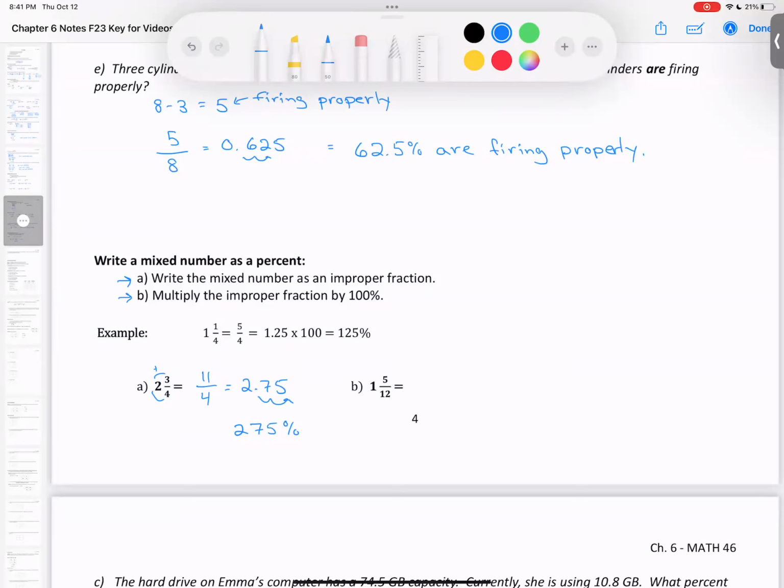Okay, let's try this next one together. So step 1, we're going to convert this to an improper fraction, which would give us 17 over 12. Now let's get our decimal answer by typing that into our calculator. So 17 divided by 12 gives me 1.4. I'm going to round this to 1.42. Okay, we can move our decimal over 2 to convert to a percent. And that's going to give me 142%. And that's my final answer there.